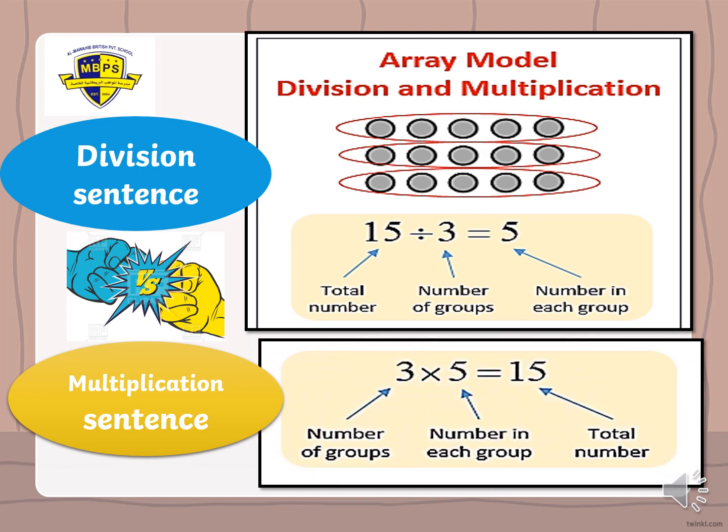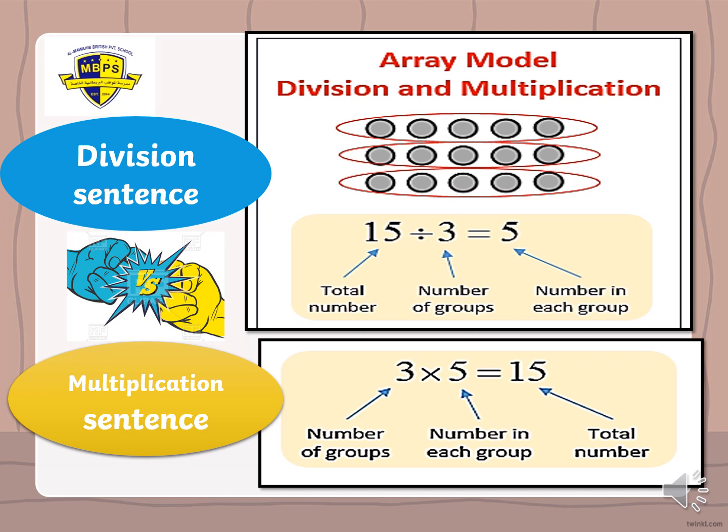I can write 3 multiplied by 5 equal 15. Let's now recognize each number. 3 is the number of groups. Multiply by 5, which is the number in each group, equal 15. 15 is the total number of counters.